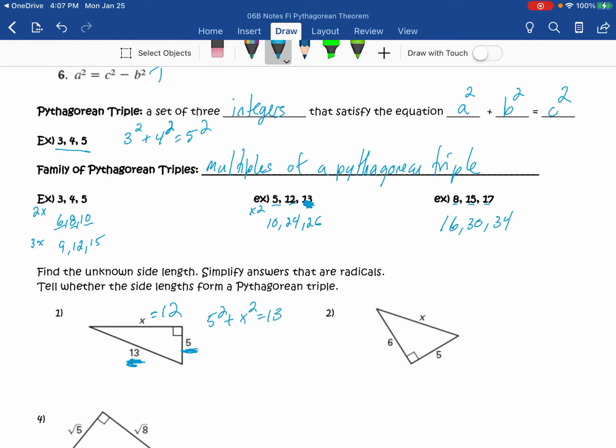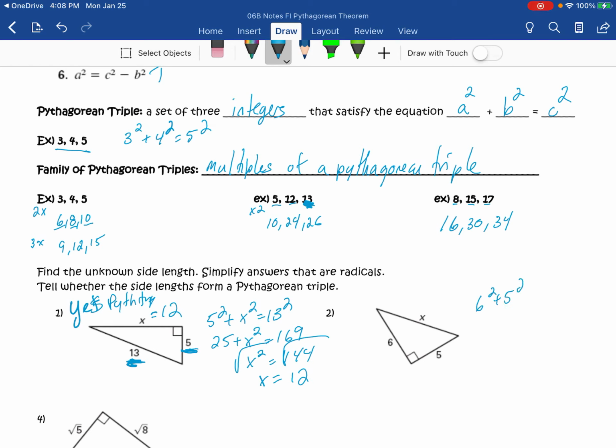5 squared plus x squared equals 13 squared. 25 plus x squared equals 169. x squared equals 144. Take the square root. You only need the positive root, and the answer is 12. So this is a Pythagorean triple.